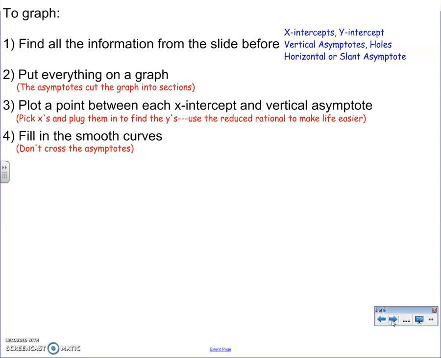Then you're going to plot a point between each x-intercept and each vertical asymptote. So pick x's and plug them in to find the y's, and use the reduced rational to make your life easier. And then last, you're going to fill in the smooth curves. Remember, make sure you don't cross the asymptotes.